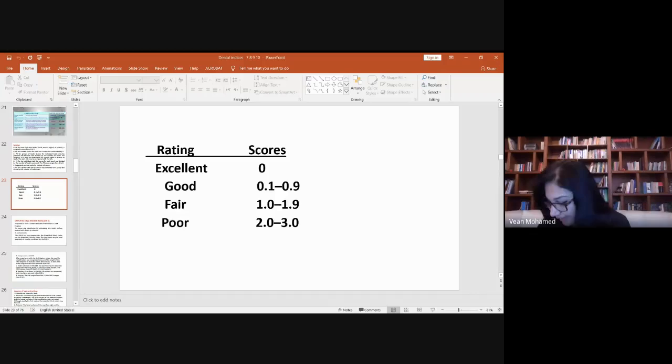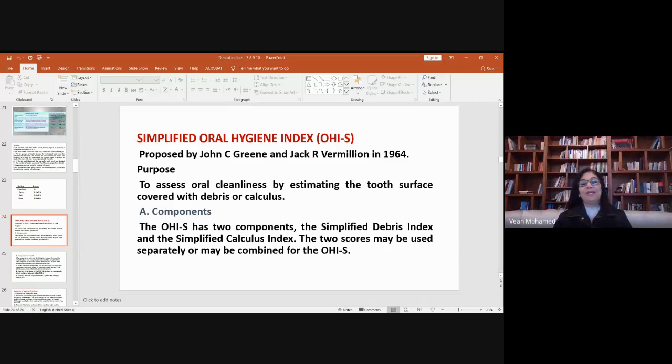Okay. Now we will go to the second one. I like this index. It's very simple, very nice, and very easy to do. From the name, it is simplified. We have the oral hygiene index, and then the simplified oral hygiene index. It is simpler than the oral hygiene index. So I will discuss the simplified oral hygiene index.